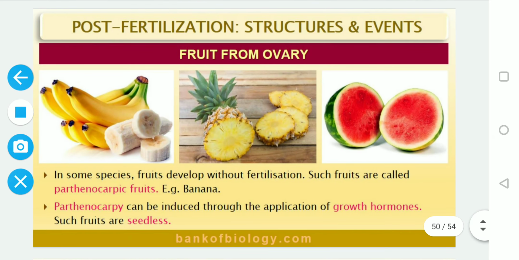And there are some cases of fruits from the ovary and not from the ovary. And there are even some specific cases. You must have heard the word seedless. How does it happen? In some species, fruit develops without fertilization. Such fruits are called parthenocarpic.